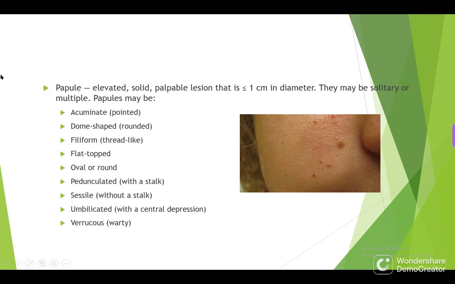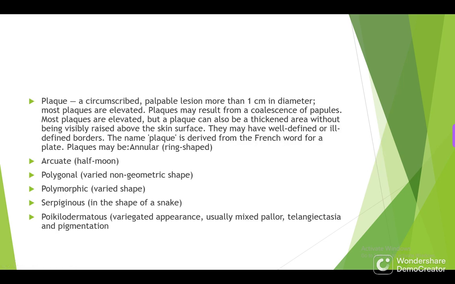The papule: you find an elevated, solid, palpable lesion that is less than 1 centimeter in diameter. They may be solitary or multiple. Papules may be pointed, dome-shaped, rounded, or filiform, thread-like. It may be flat-topped, oval or round. It may be pedunculated with a stalk, sessile without a stalk, umbilicated with a central depression, and varicose-like or warty in appearance. There are different types of morphologies.